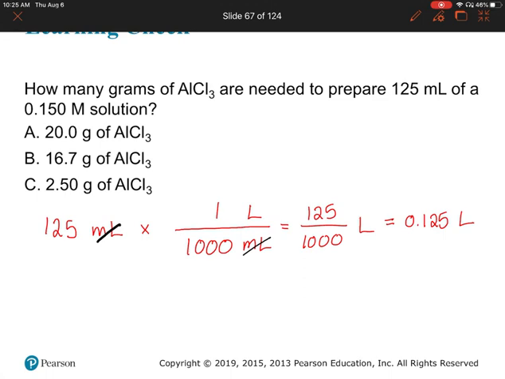So now in the next step, we're going to convert that into moles of aluminum chloride.